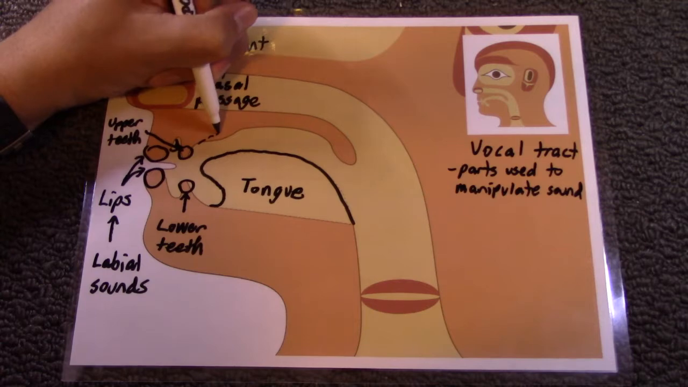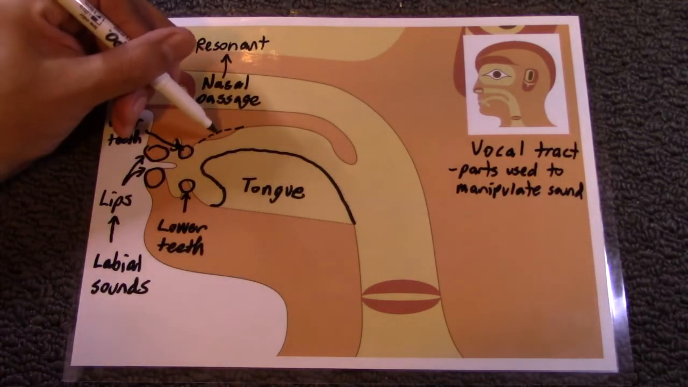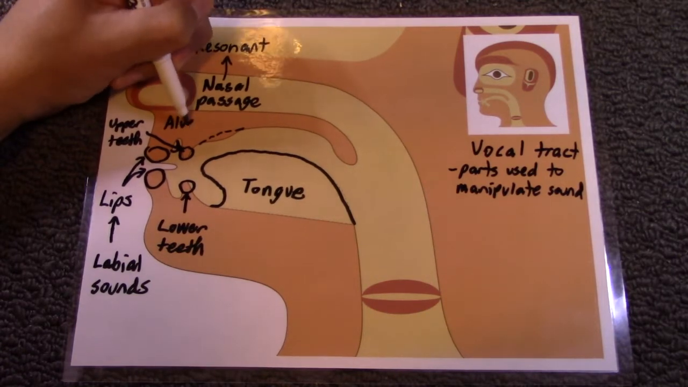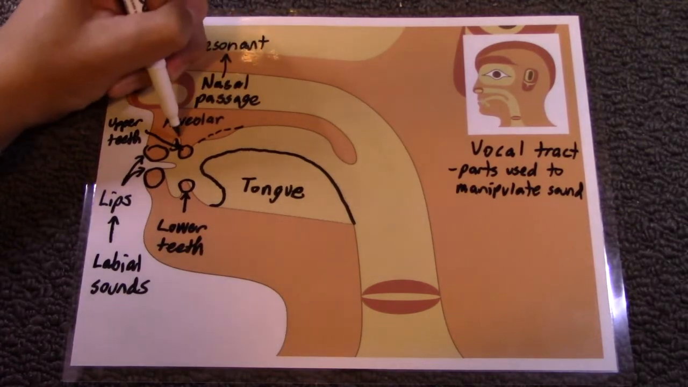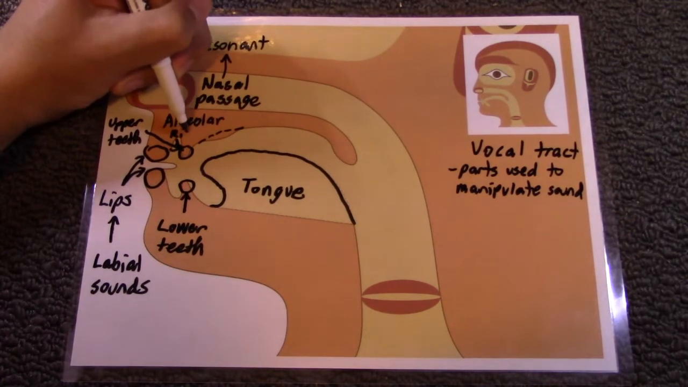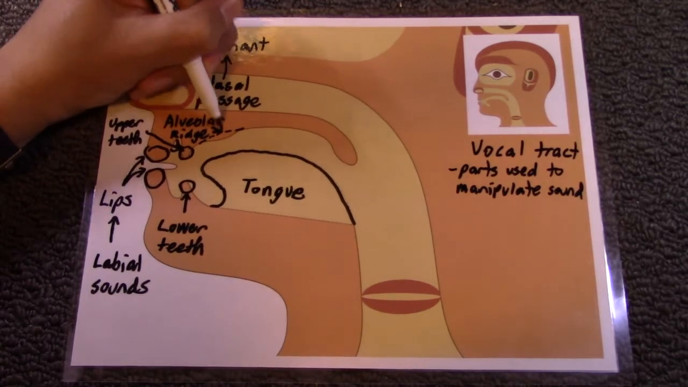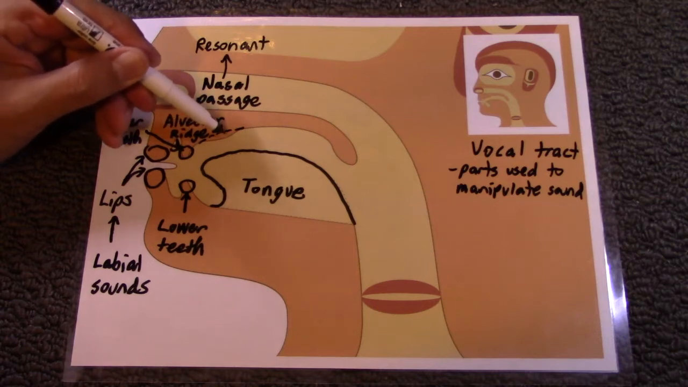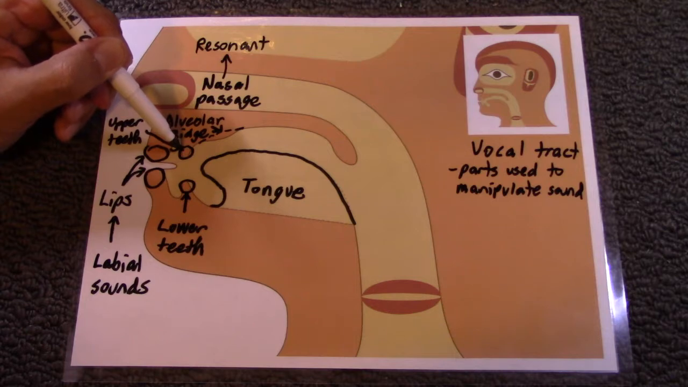This little area right here, I'm just going to draw a dotted line. This is called your alveolar ridge. So this is a little bump behind your upper front teeth.